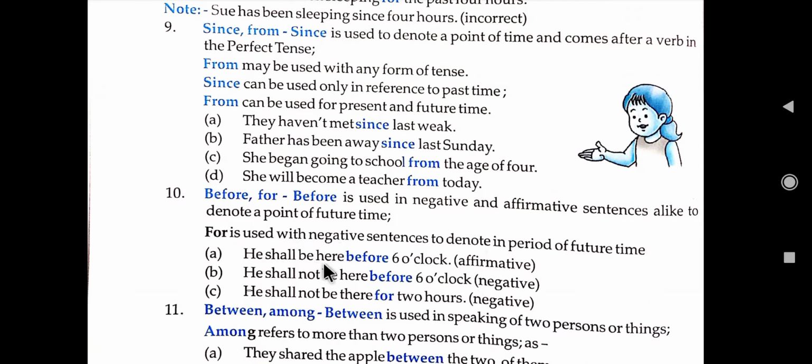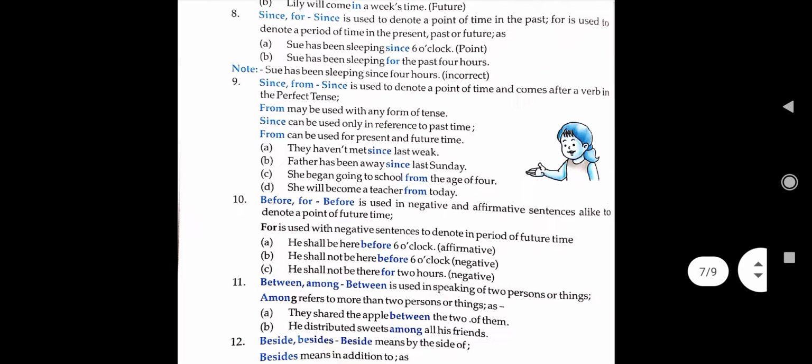He shall be here before 6 o'clock. It means before that 6 o'clock he will be there. She shall not be here before 6 o'clock. Both in a negative and positive way you can use this before. He shall not be there for 2 hours. That is for a complete negative situation you use for. Now next difference is between.